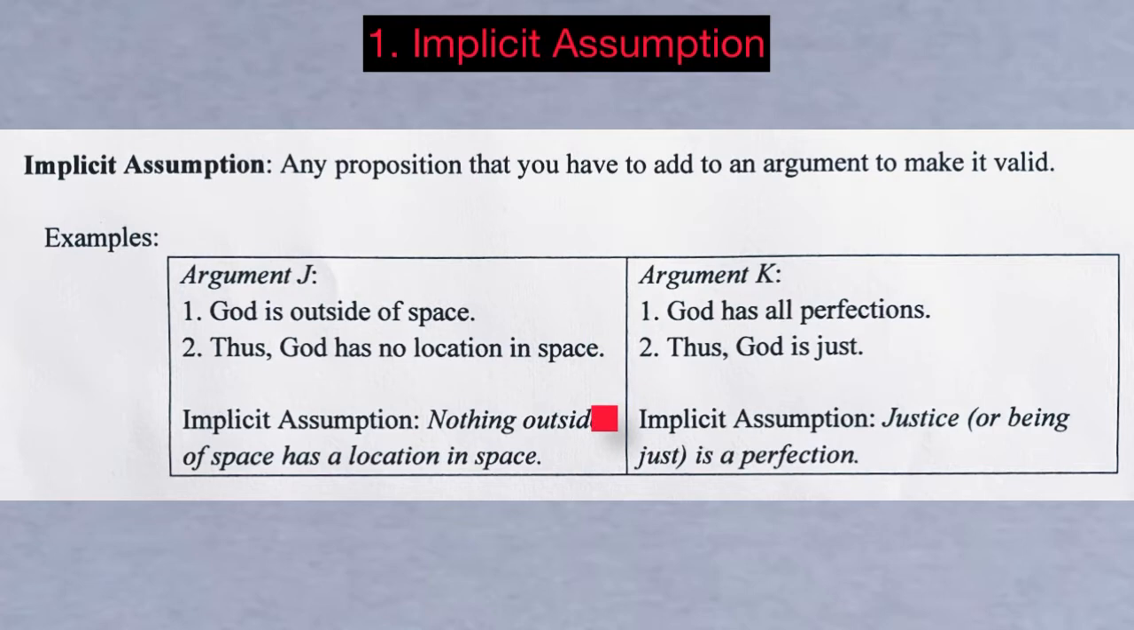Well, the implicit assumption is something like this. Justice, or being just, is a perfection, right? So let's plug that back into the original argument in conjunction with premise 1. So 1, God has all perfections. Implicit assumption: justice, or being just, is a perfection. Therefore, God is just, right?